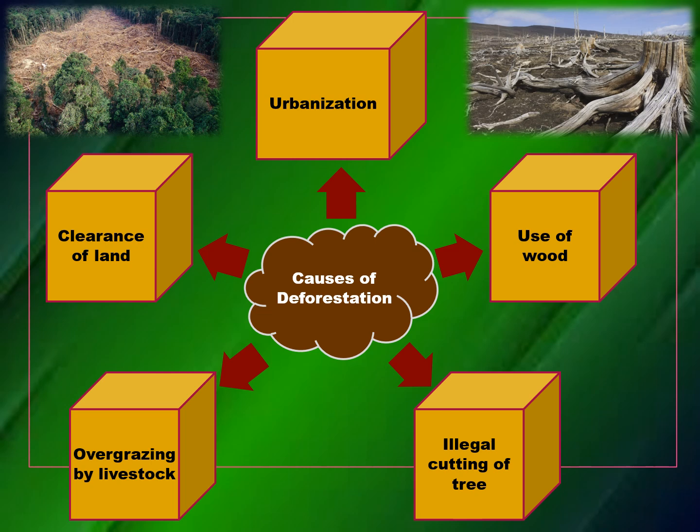Rapid pace of urbanization is there due to a very high population growth rate. Clearance of land for roads, houses, industries, growing crops, building reservoirs, and for mining purposes, the land is cleared. Overgrazing by livestock like sheep, goats, and cattle, especially on hills and foothills, they graze the land.